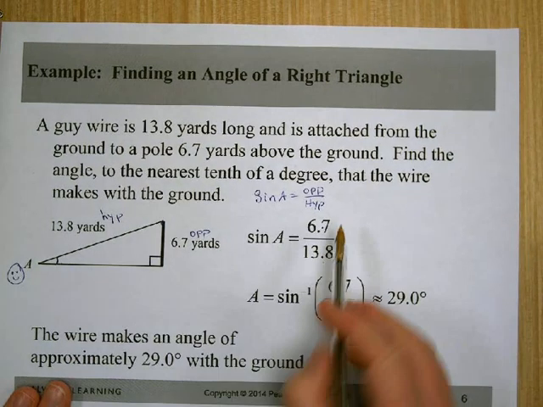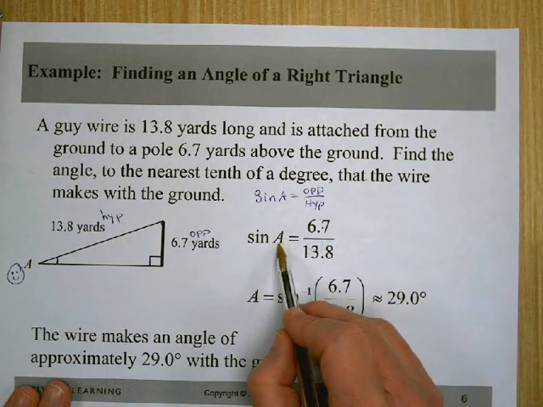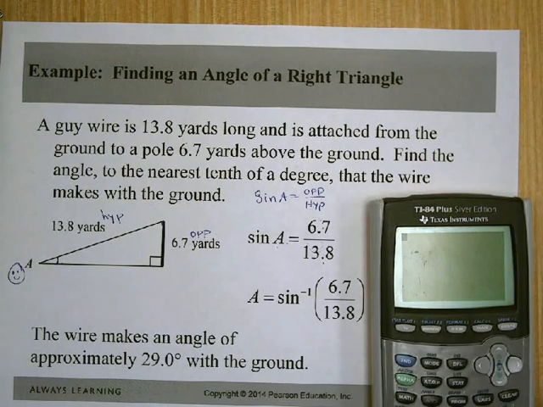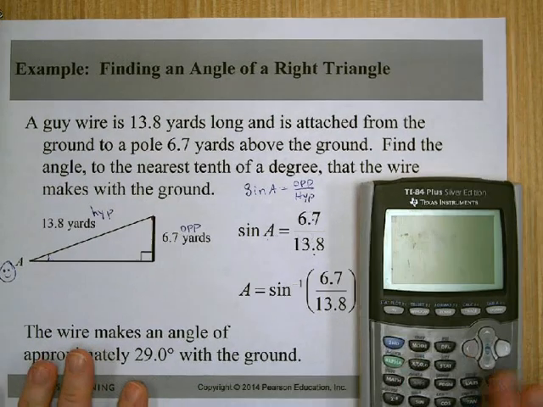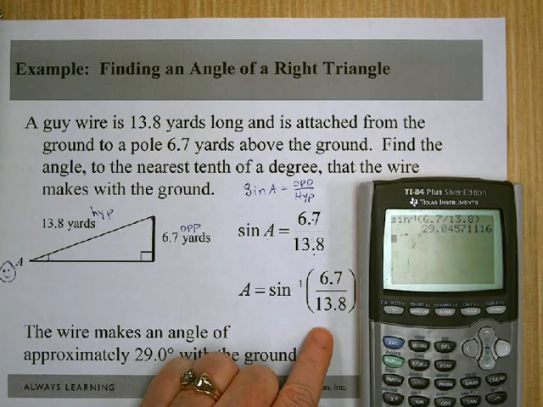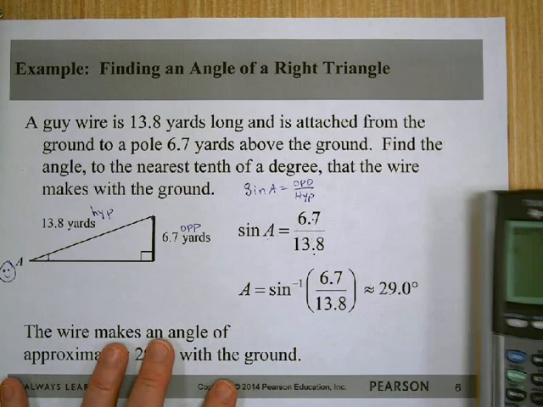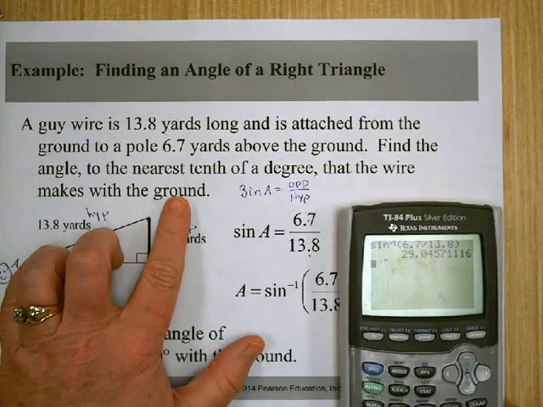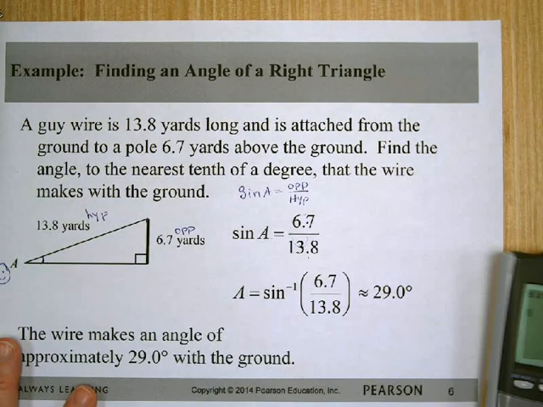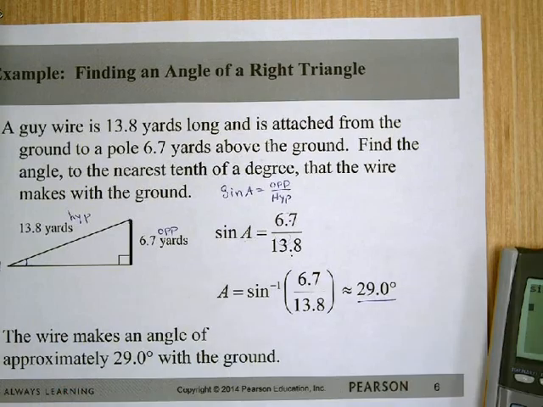So I know the ratio. It's the angle I'm looking for, so we need to use sine inverse. You press second sine and enter your ratio, and I come up with 29.04. They want me to round it to the nearest tenth of a degree, so the 4 does not cause the 0 to go up. So my answer here is 29.0 degrees.